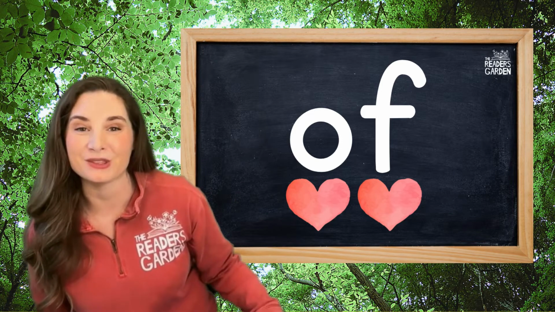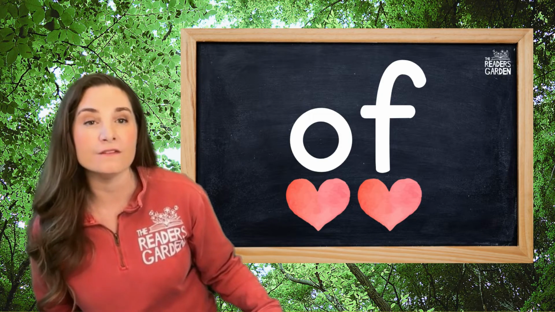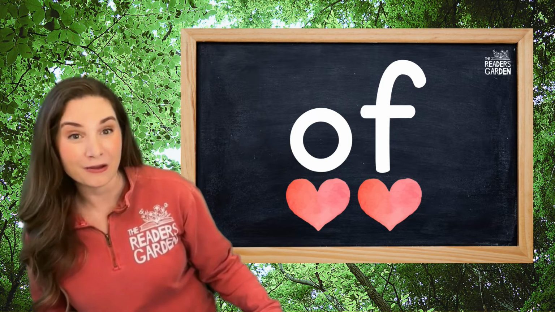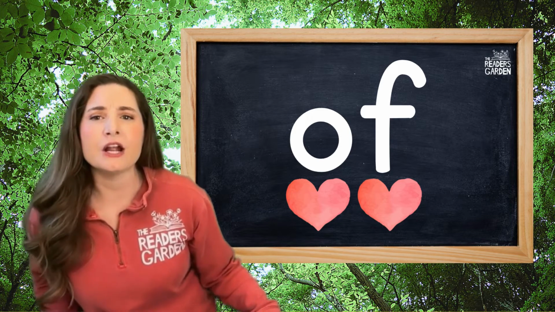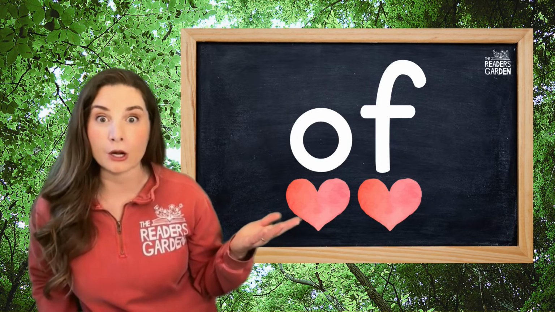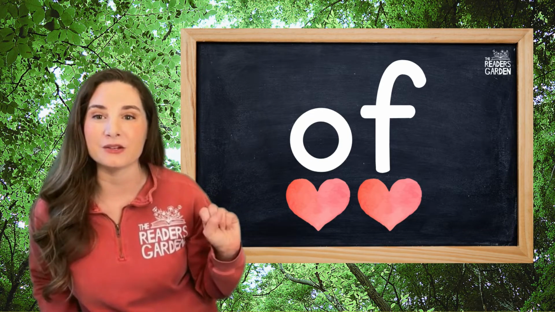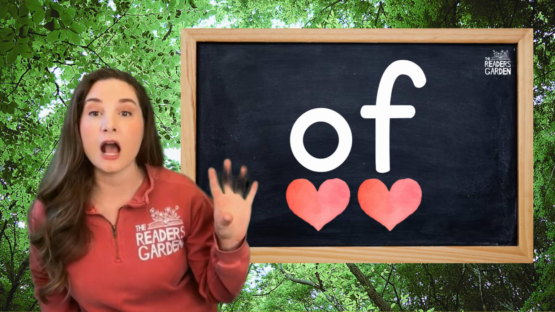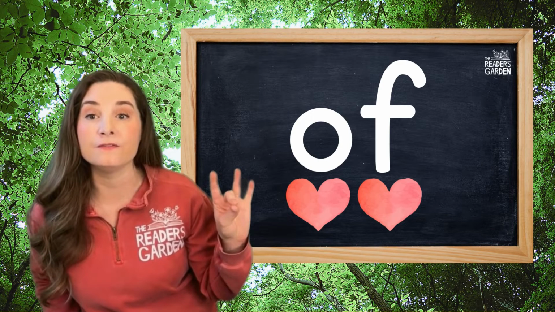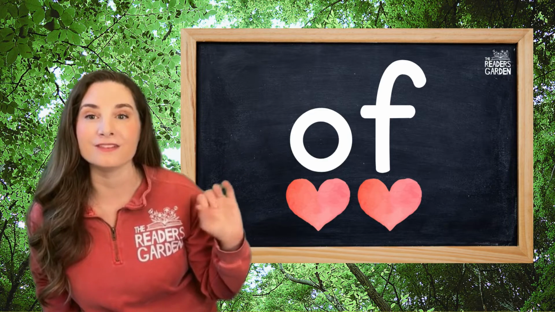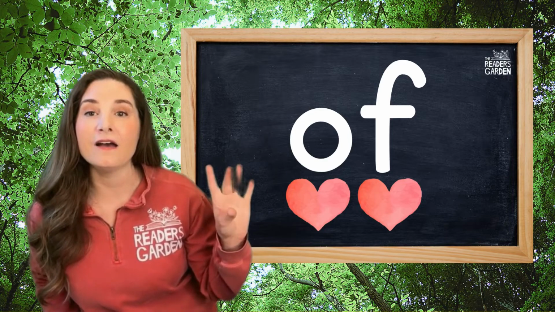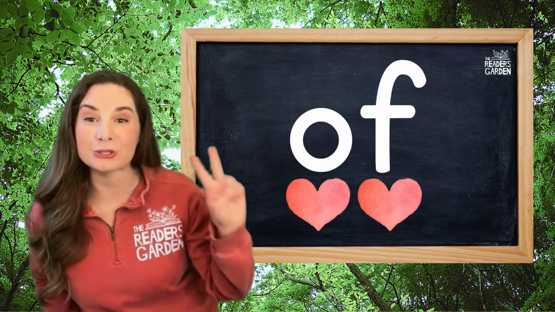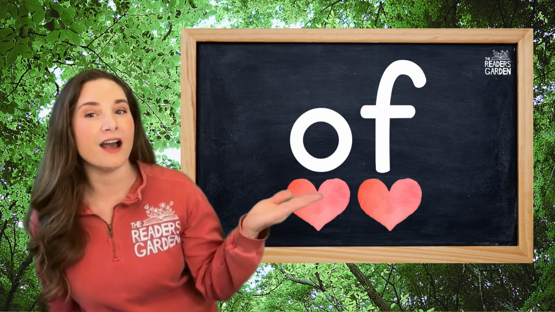Now you try using the word of in a sentence. Now let's figure out how many sounds are in the word of. We're going to finger tap those sounds. The first sound, uh. The next sound, v. Together, of. Let's do it again. Uh, v, of. There are 2 sounds in the word of.